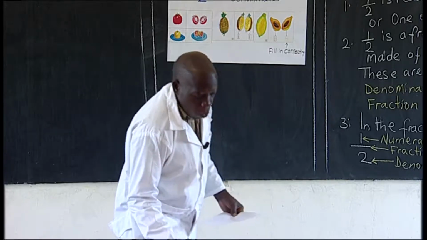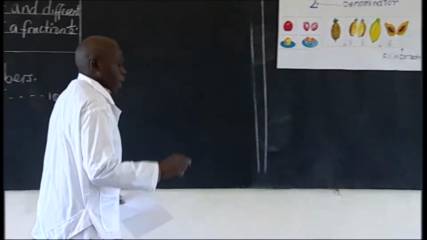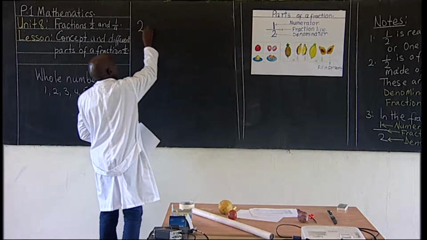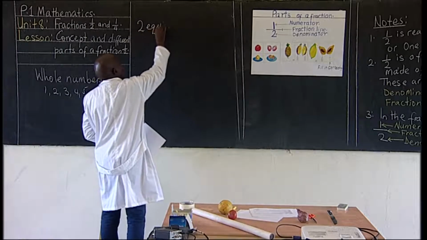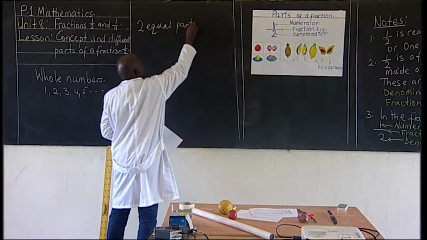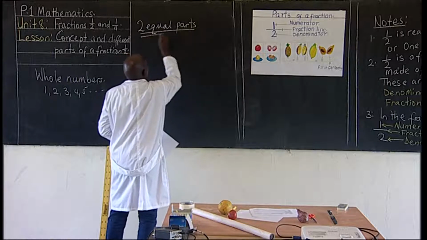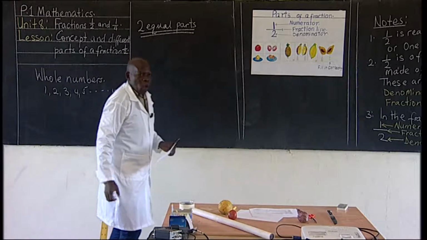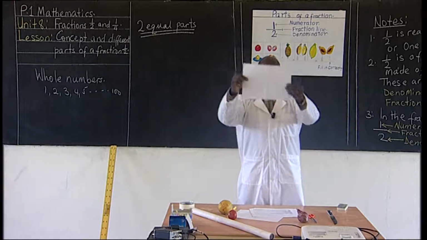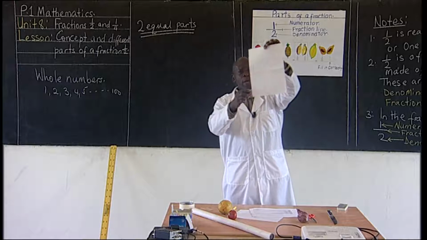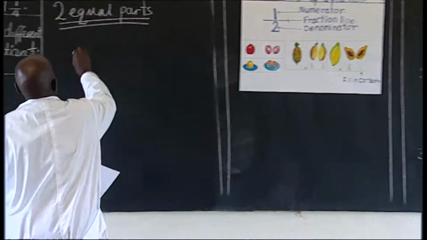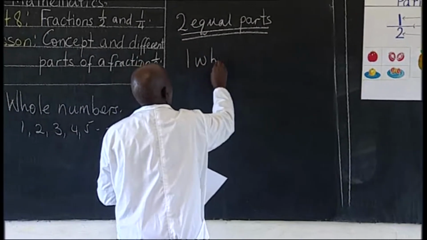But now, we want to divide into two equal parts. We are having one whole. For example, do you see all this? Do you see this paper? It is 1. It is complete 1. 1 whole.